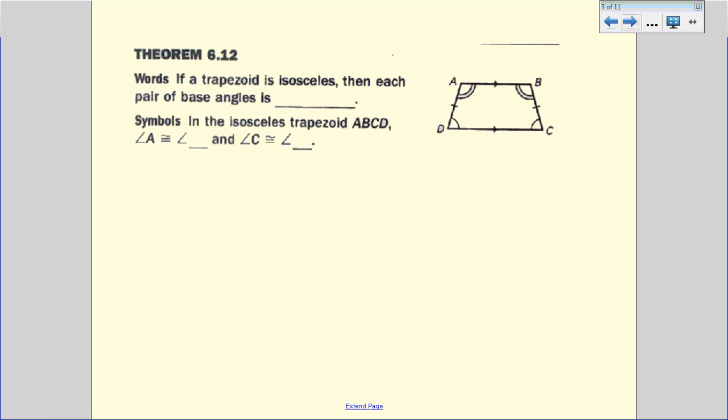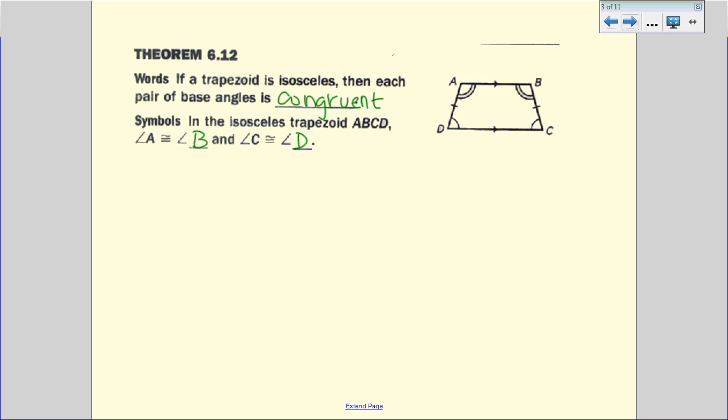All right, so we're going to start with another theorem, and it says if a trapezoid is isosceles, then each pair of base angles is congruent. So that relationship that we looked at earlier. So that means angle A is congruent to angle B, and angle C is congruent to angle D.